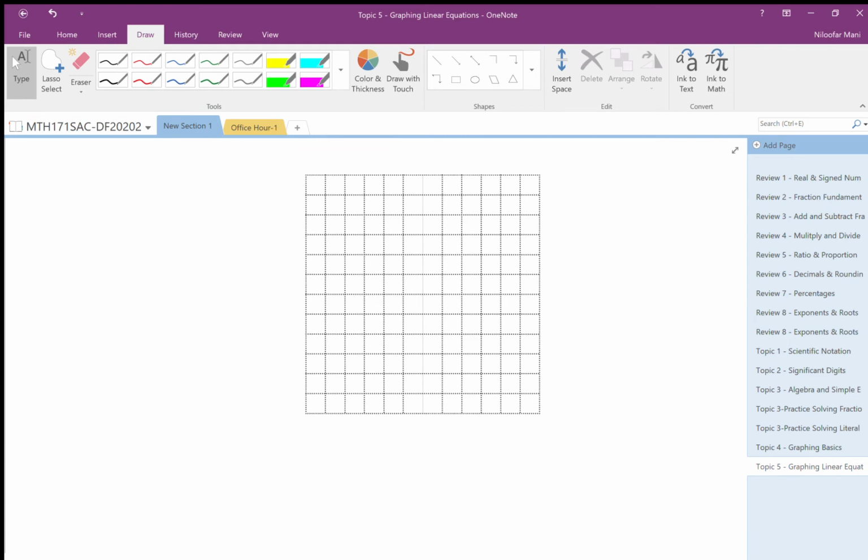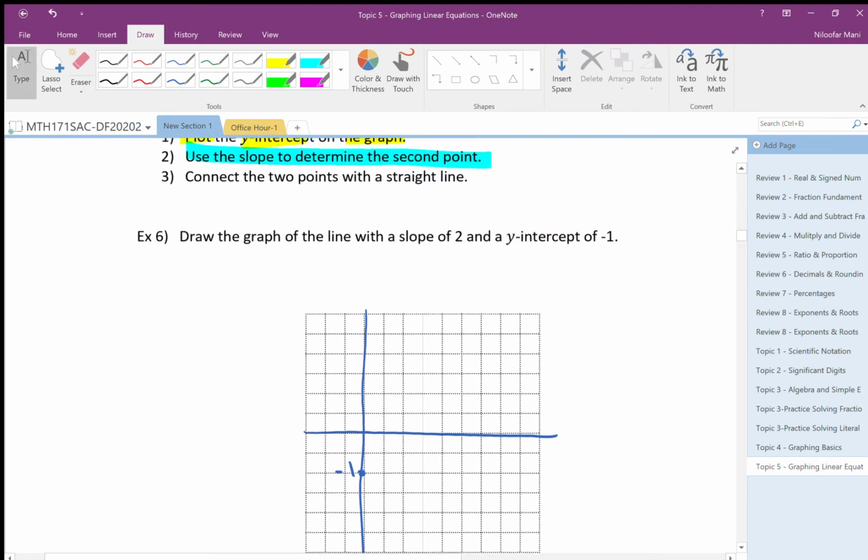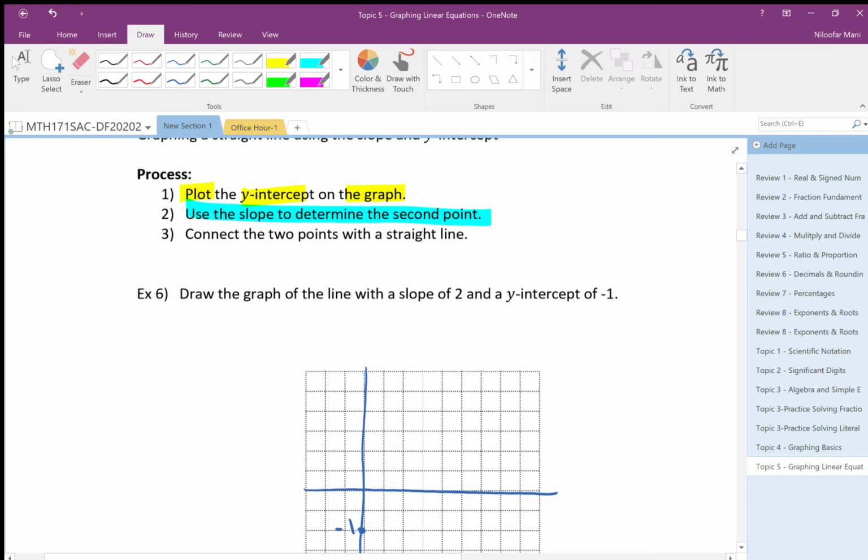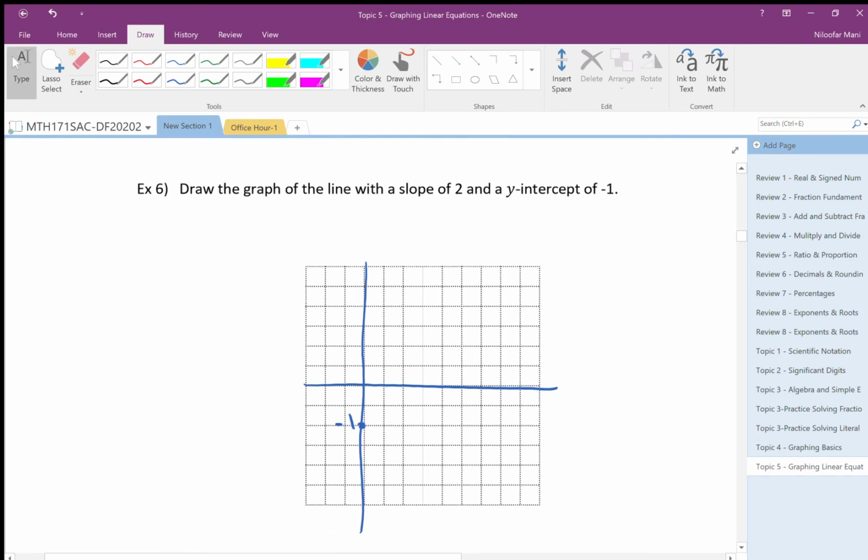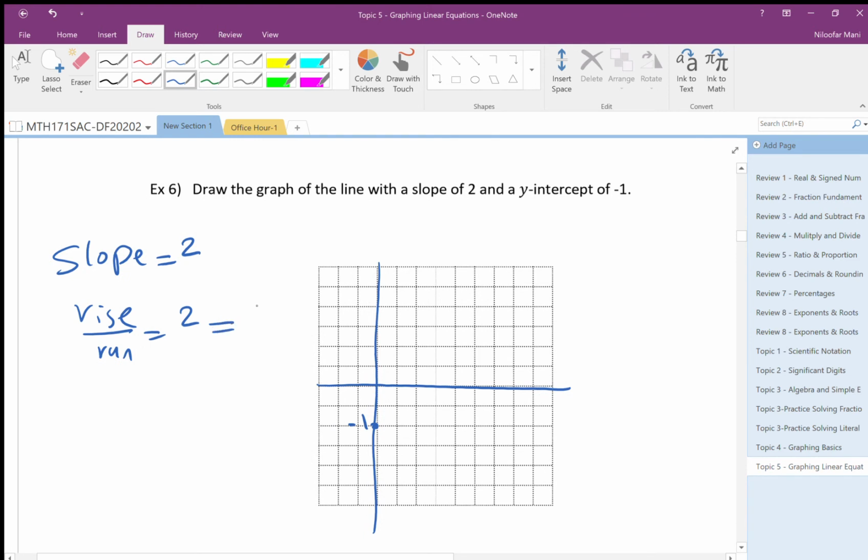So I go here, and I find -1. Then what is the slope? This is the first step: find the y-intercept. What is the slope? The slope is 2. A slope of 2 means rise over run is 2. I can say it is 2 over 1. When I don't see anything in the denominator, it means 1.